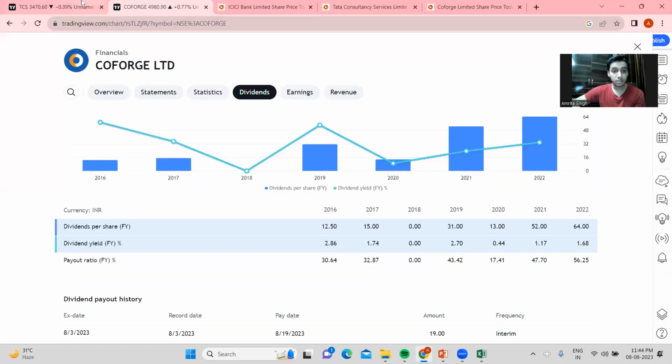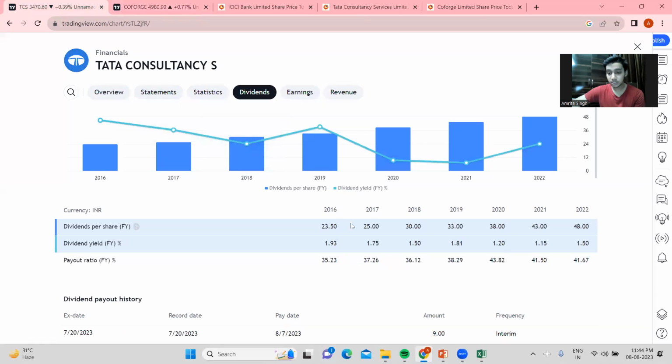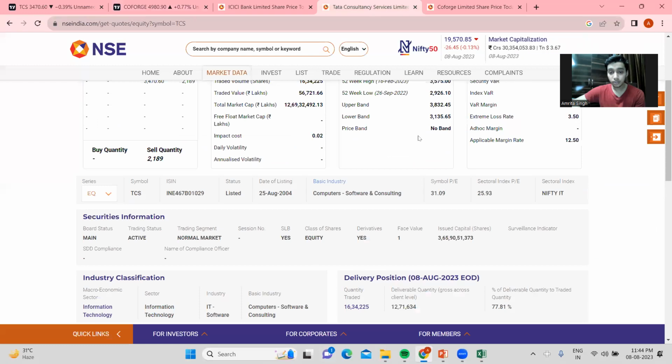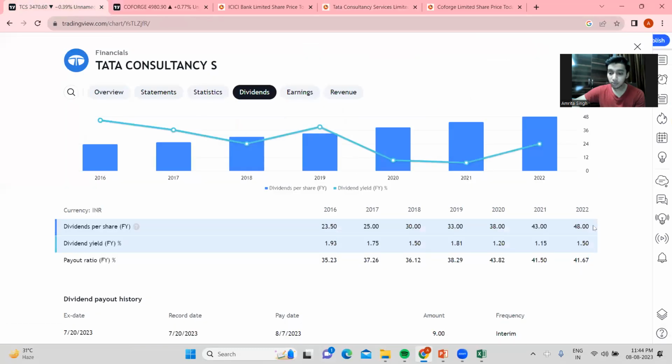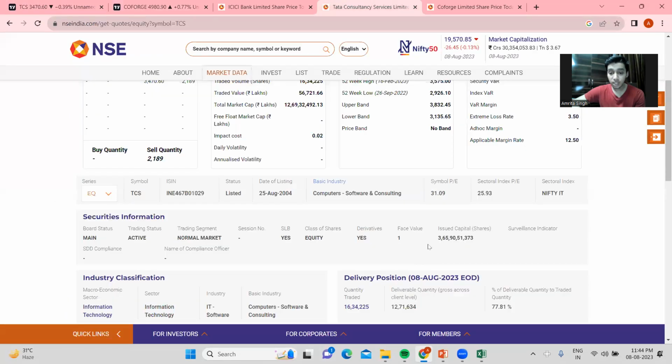First, suppose there is a company known as TCS. TCS has given a dividend of 48 rupees per share in 2022. And the face value of TCS is 1 rupee per share. There are some companies who keep their face value at 1 rupee per share or 2 rupees per share. TCS is one of those companies. So now you know the dividend of the company per share is 48 rupees, and you know the face value of the company.